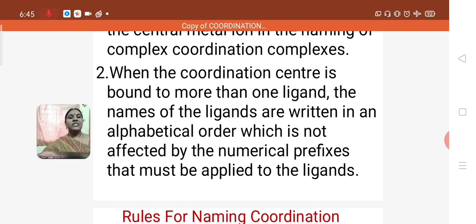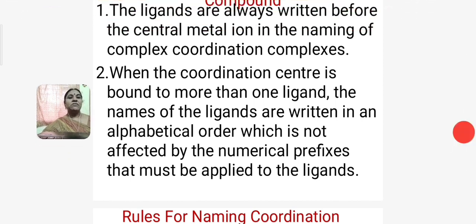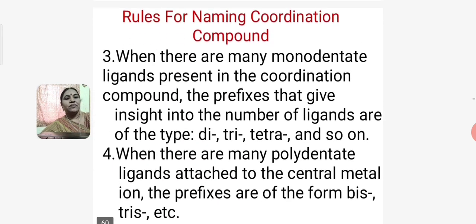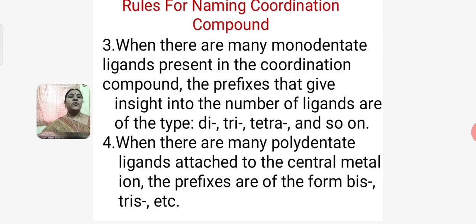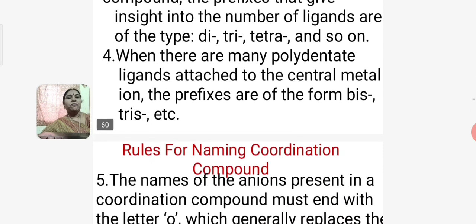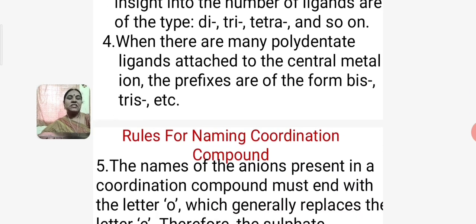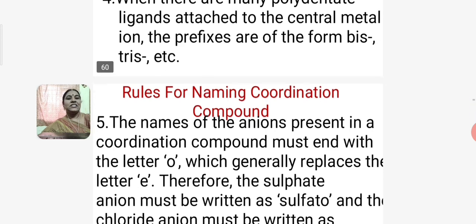When the coordination center is bound to more than one ligand, the names of the ligands are written in alphabetical order, which is not affected by the numerical prefixes that must be applied to the ligands. When there are many monodentate ligands present in the coordination compound, the prefixes that give insight into the number of the ligands are di, tri, tetra, etc. When there are many polydentate ligands attached to the central metal ion, prefixes used are bis, tris, tetrakis, etc.